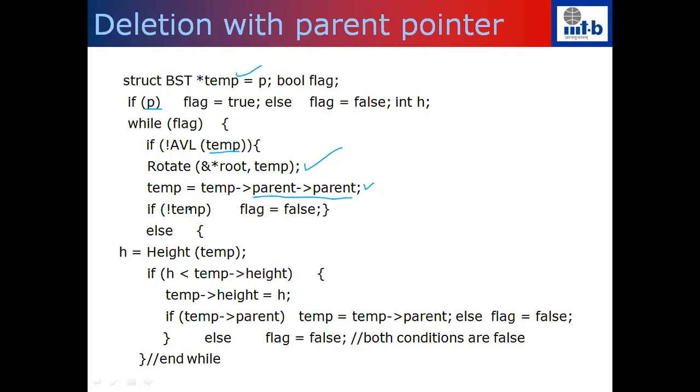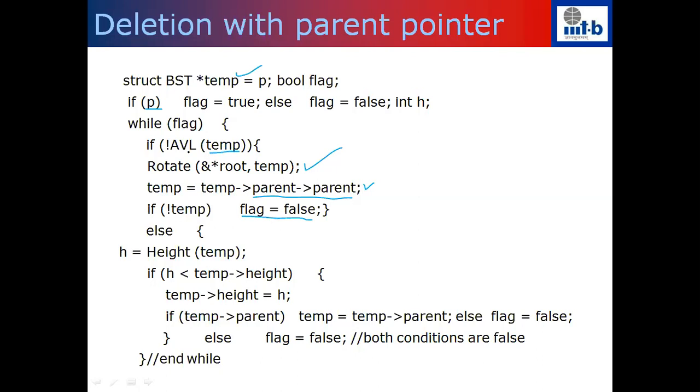If this node now is a null pointer, then there is a flag. The flag being false means that you are out of this while loop, right? So when you went to the parent, if you have reached the root node, then you can terminate.